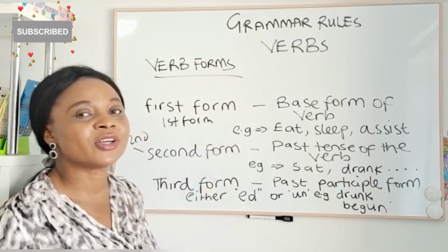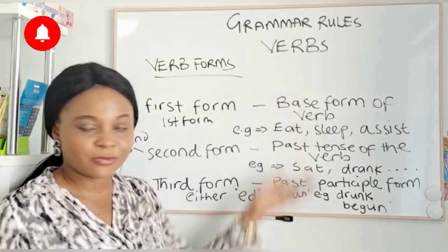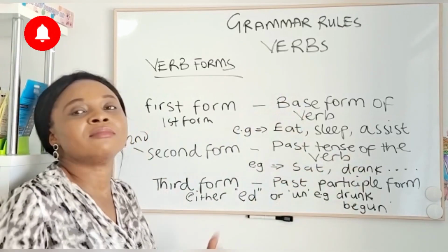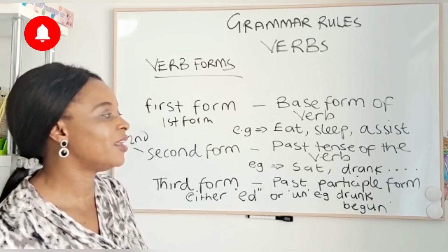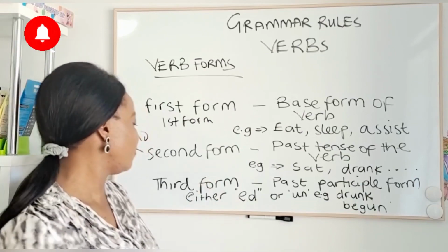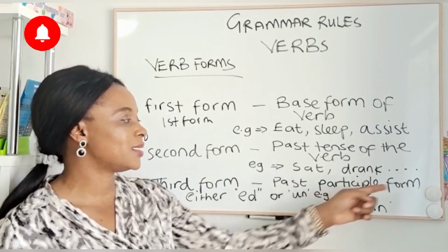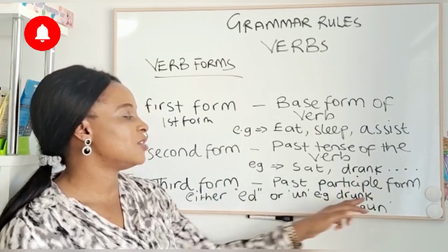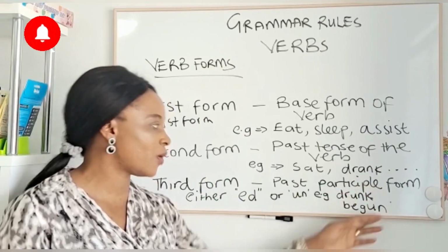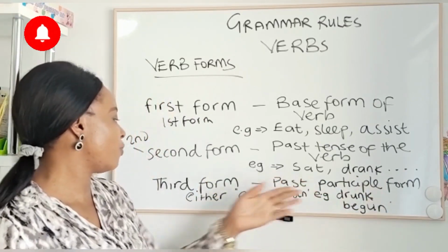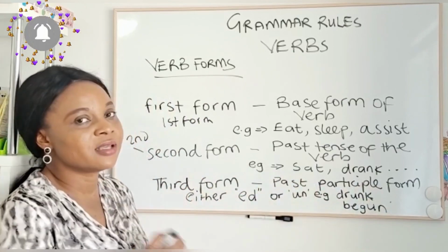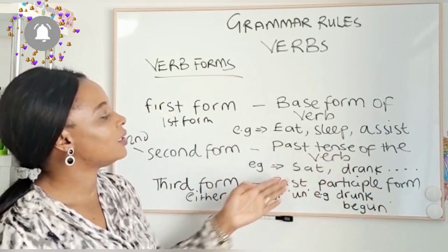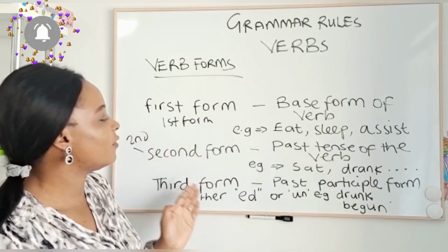Now the second form is just the past tense of the base form, where you have ed. Something like sat, drank, something like loved. Here you have ed as the ending. Okay, that's the past tense of the verb. Then we'll have the third form, which is the past participle form. It can either end in ed or un. Something like this: drunk, begun. You can have loved as well here as the past participle form of the word. So these are the verb forms: the base form, the past tense of the verb, and the past participle form. First form, second form, and third form.